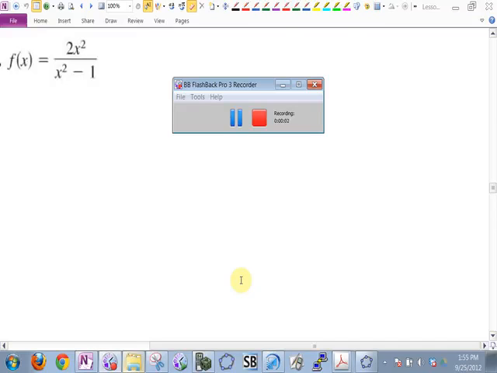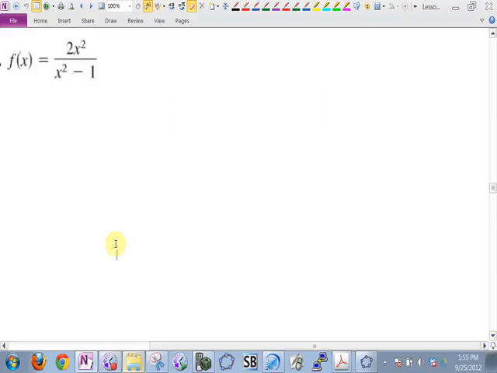Okay, let's graph this thing. How do you find the y-intercept? All right, so look at that thing, plug 0 in for x. What do you get? 0 over negative 1.